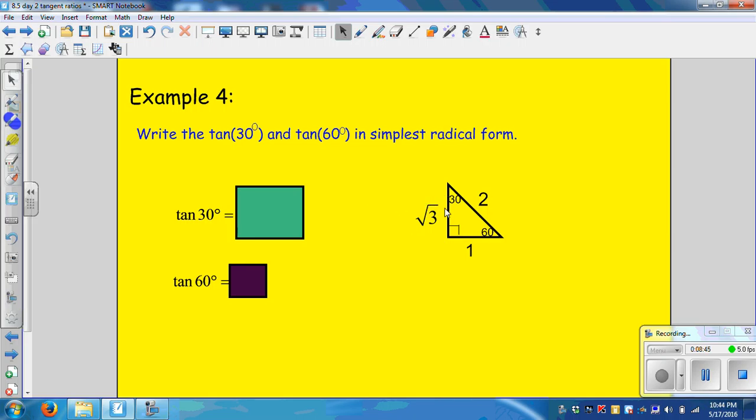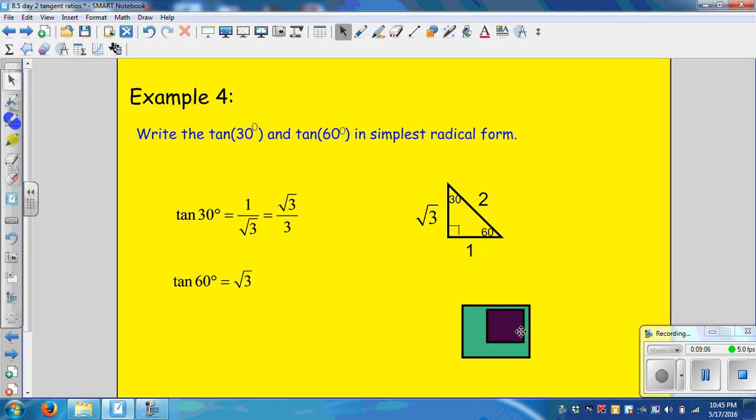So the tangent of 30 degrees is opposite over adjacent, which is 1 over radical 3. You'll need to rationalize your denominator for this by multiplying the top and bottom by radical 3, which will ultimately give you radical 3 over 3. The tangent of 60 is the opposite, which is radical 3, over the adjacent, which is 1. So you have radical 3.